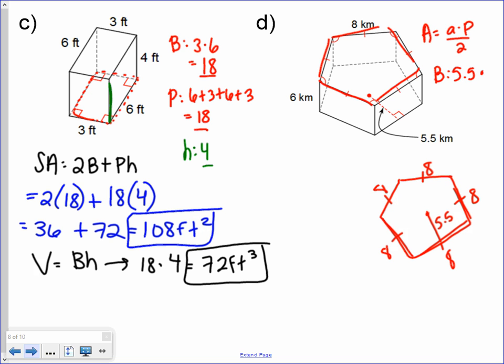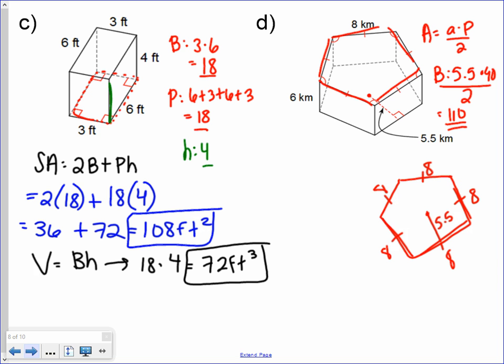The perimeter of your base is 8 times 5 sides. This is the height between the bases. So we'll get there. We're just looking at the two-dimensional pentagon right now. So what's the perimeter of your pentagon? 8 times 5, folks. Jacob? 40. And then divided by 2. 5.5 times 40 divided by 2. 110. There's your capital B.